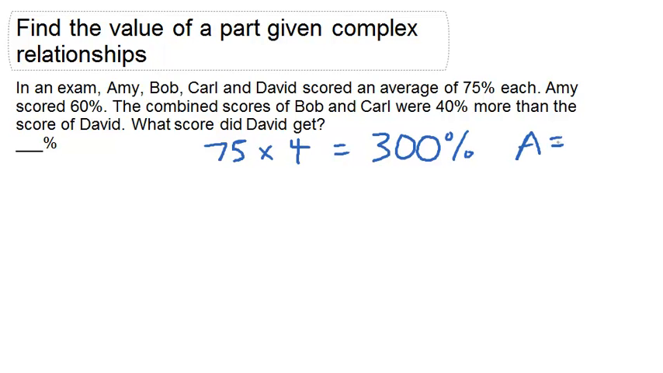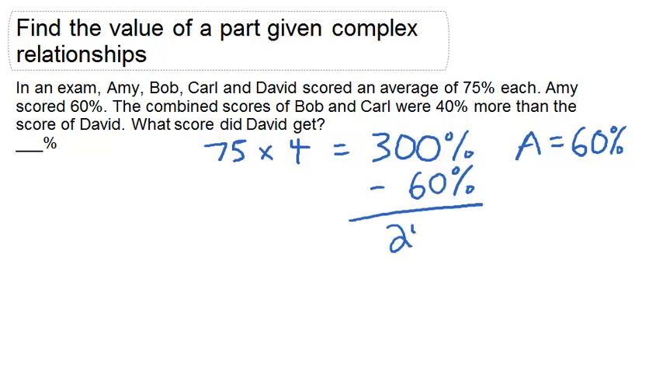The problem then mentions that Amy scored 60%. So if we remove 60% from the 300 total, we know that Bob, Carl, and David account for 240% of the 300. So 240 is going to be equal to Bob plus Carl plus David.